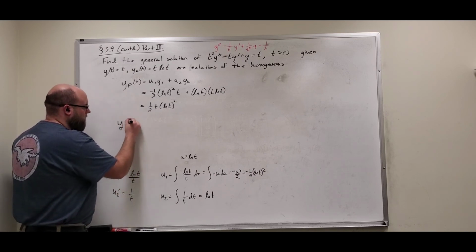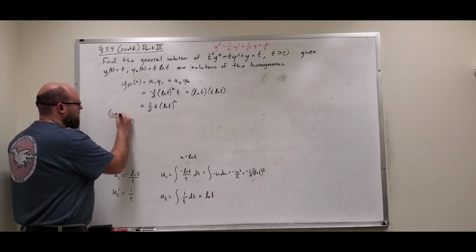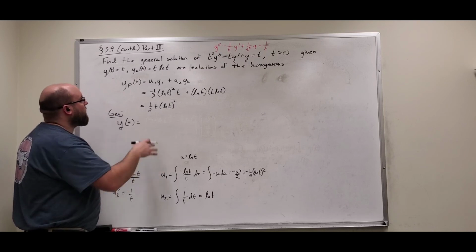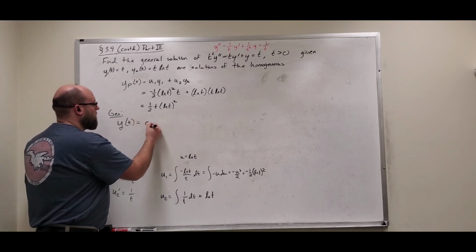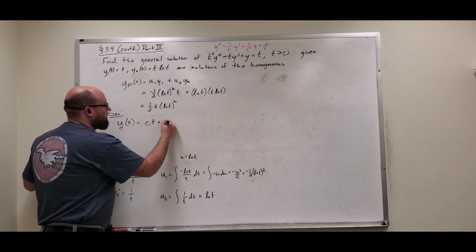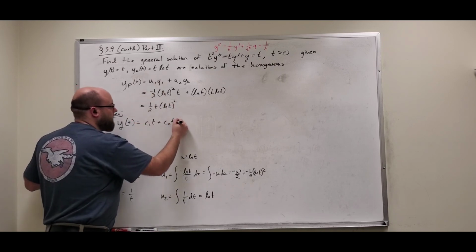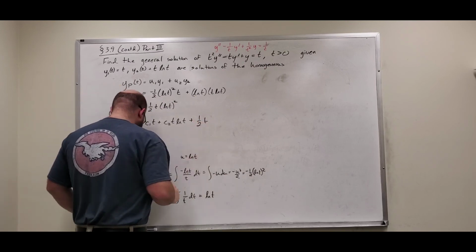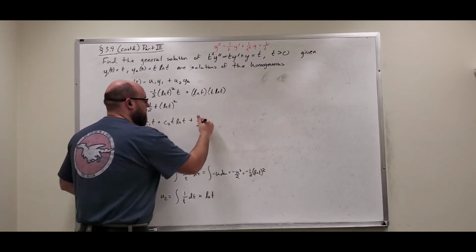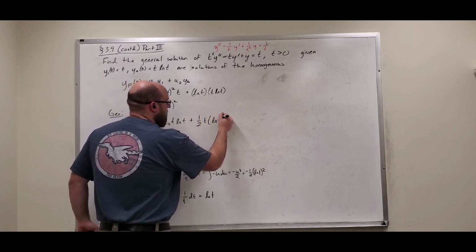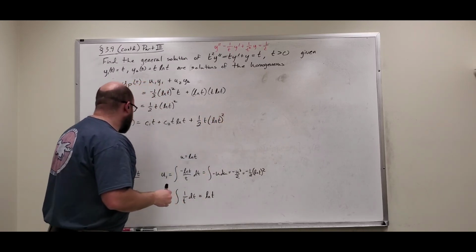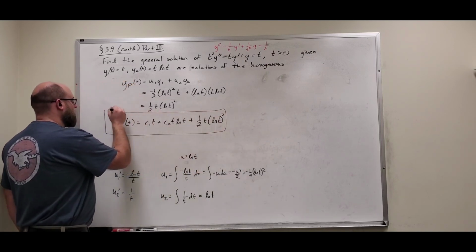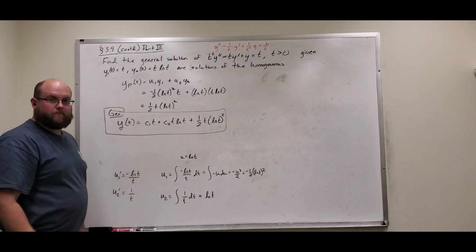Now throwing this all together, our general equation is our complementary, which we didn't write down, but here our complementary is c1 y1, which is t, plus c2 y2, which is t natural log of t, plus 1/2 t, the natural log of t, the quantity squared. And this is our general solution. So that's all you have to do in this. Okay?